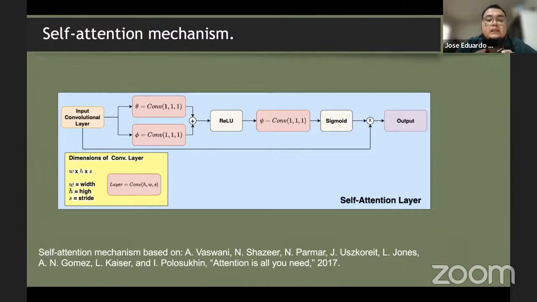We add these two convolutional layers. Then we apply ReLU as activation function. Then we apply another convolution using a 1-by-1 kernel, followed by a sigmoid activation function. And then we multiply these results with the original image, and we obtain the output of this self-attention mechanism.